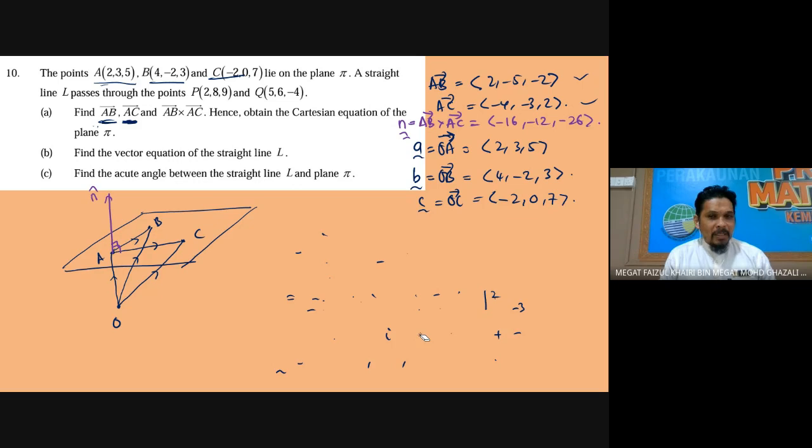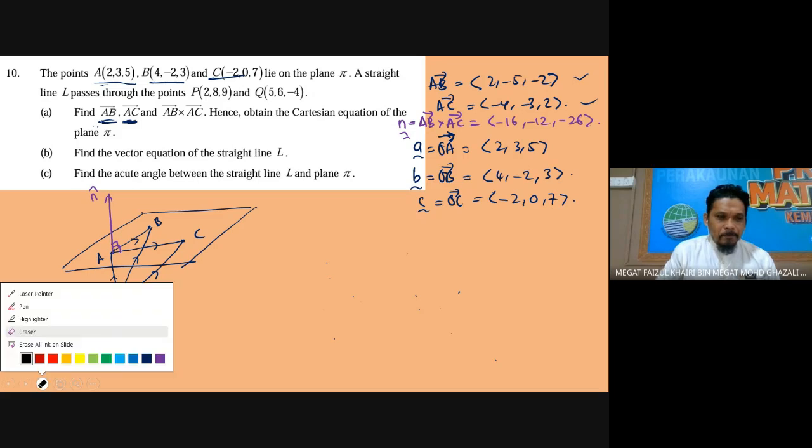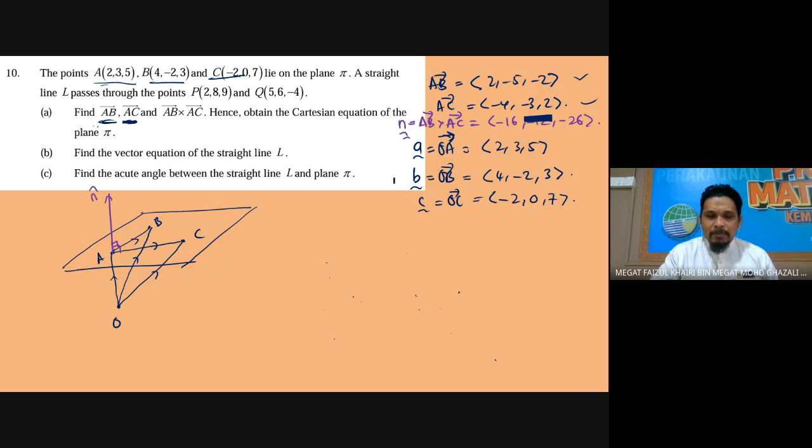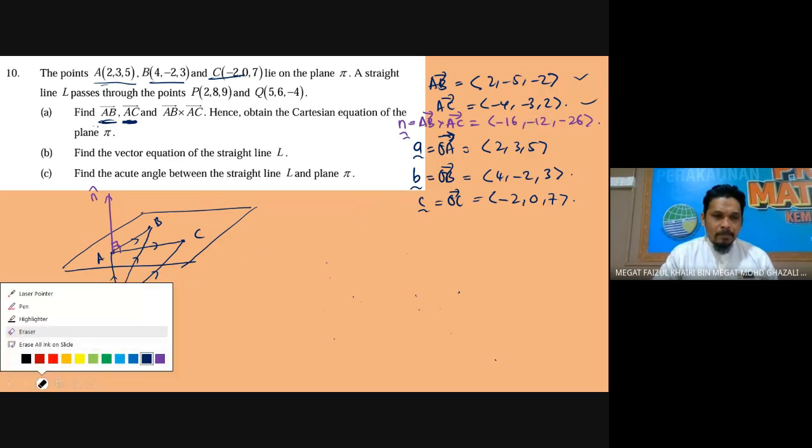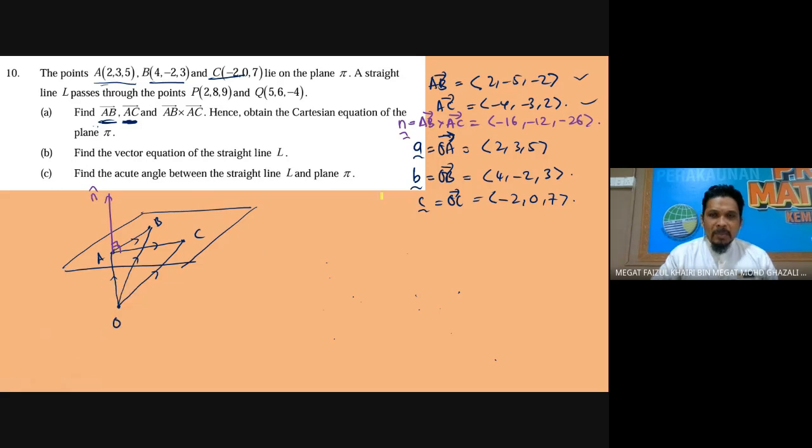Class, the final answers for AB cross AC is -16, 4, -26. Do you find the mistake just now? The answers given there, sorry. The answers are given behind it: -16, 4, -26.